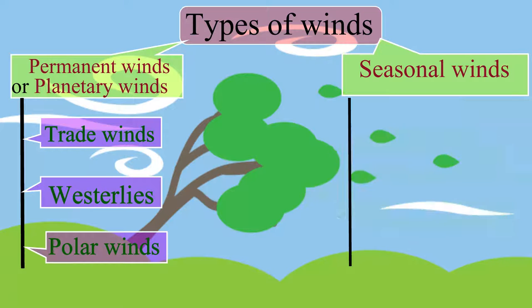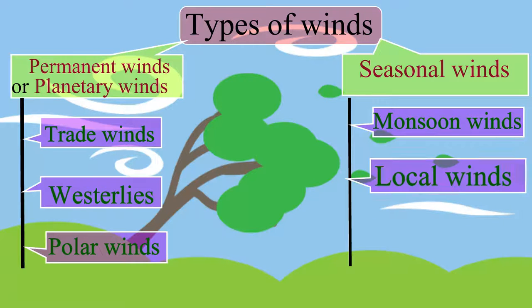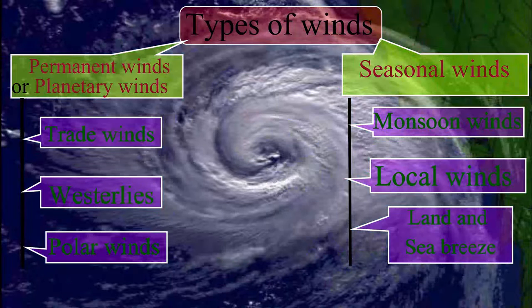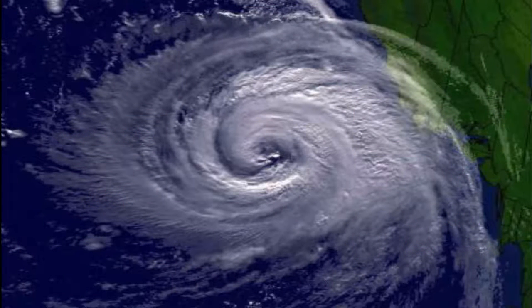For example, monsoon winds, local winds, land and sea breeze. Let us know about cyclones.